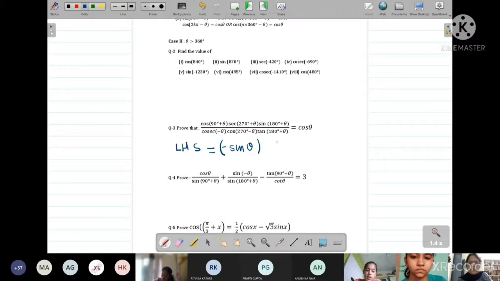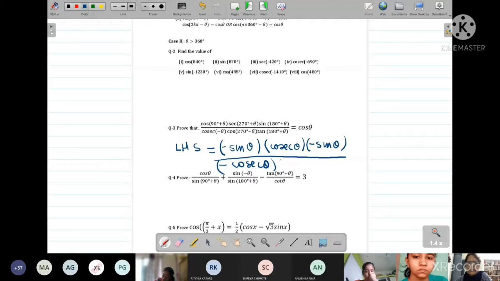Then the second one, sec 270 plus theta. Again 270, the function will change. Cosec theta. Very good. Sine 180 plus theta is minus sine theta. Cosec of minus theta is minus cosec theta. Then cos 270 minus theta is minus sine theta. And tan 180 plus theta is tan theta.